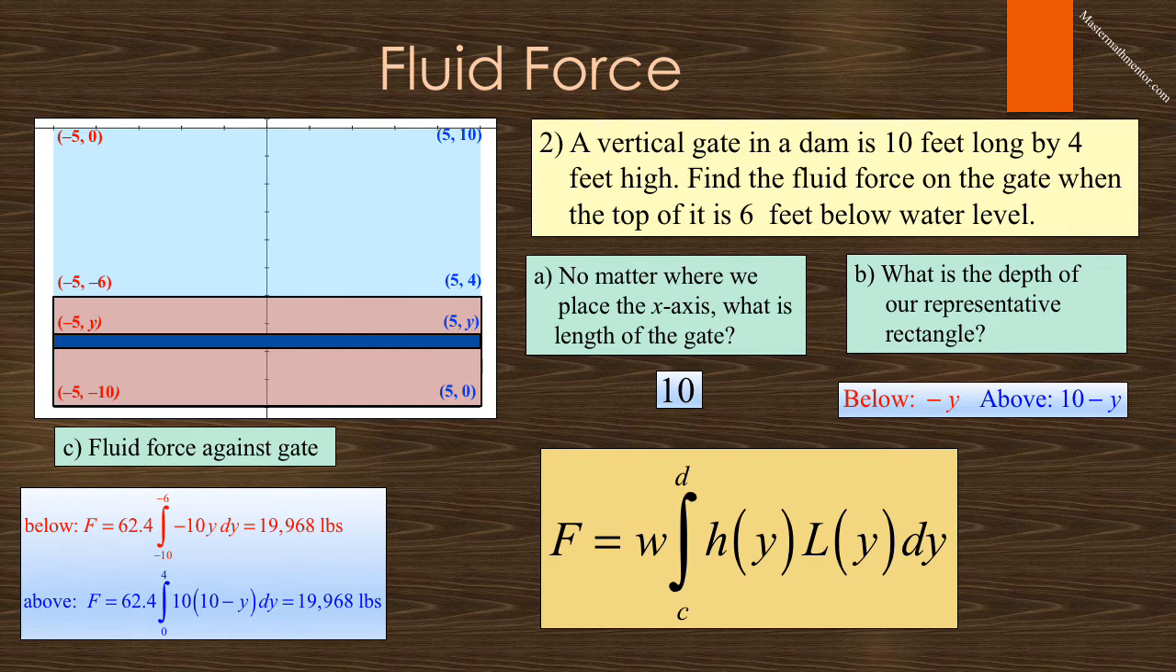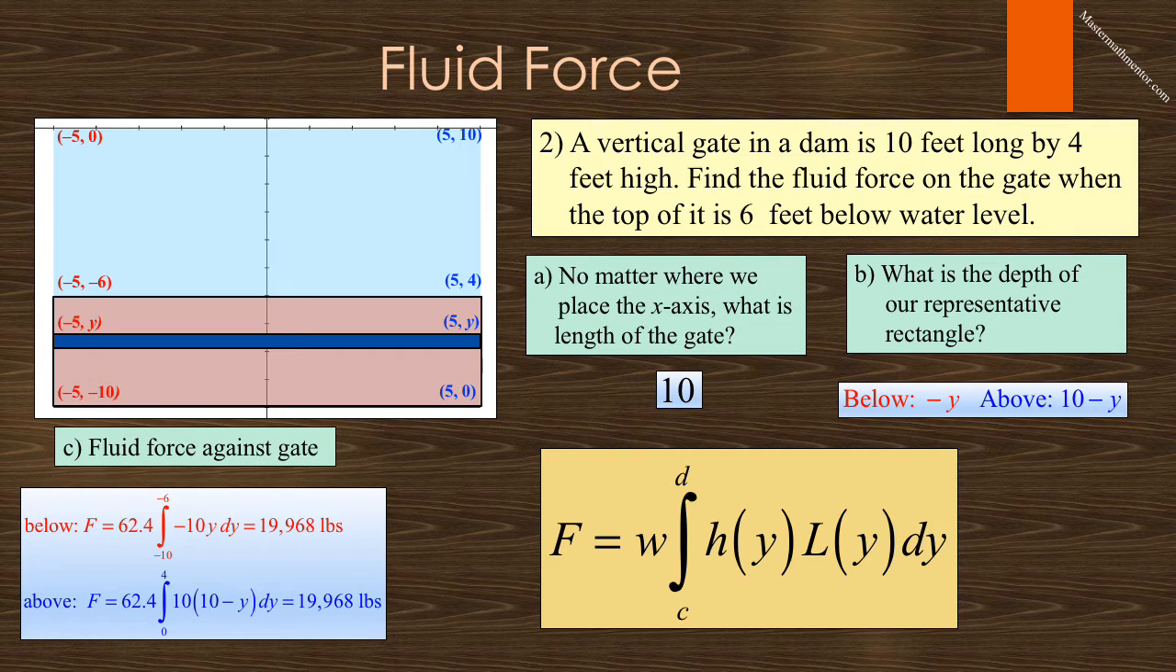So we are now ready for our fluid force against the gate. If we put our gate below the x-axis, then our fluid force is our weight density, 62.4, times the integral of our length, 10, times our depth, negative y, dy. And y will run from the gate limits, negative 10 to negative 6. We end up getting 19,968 pounds.